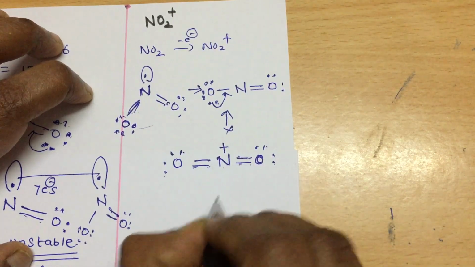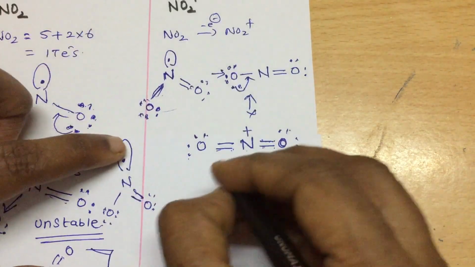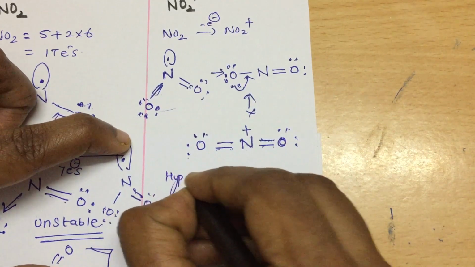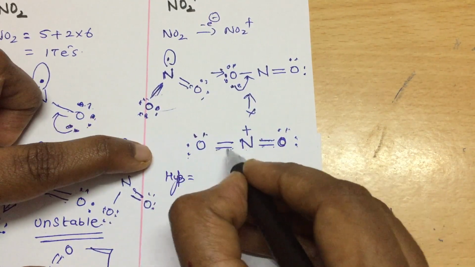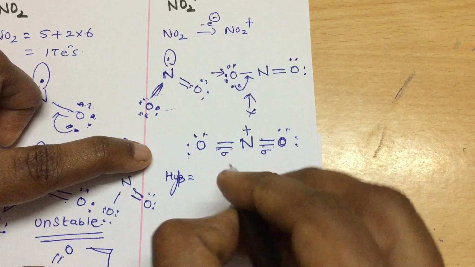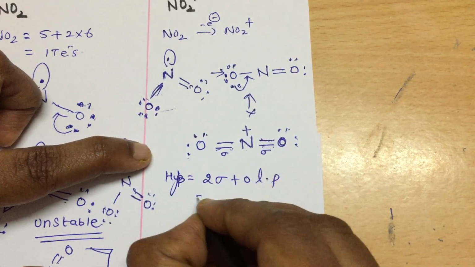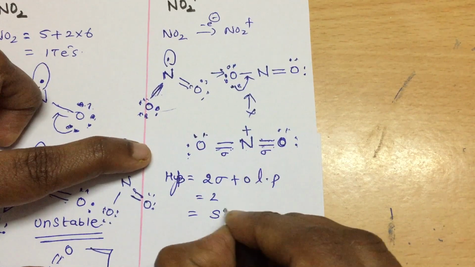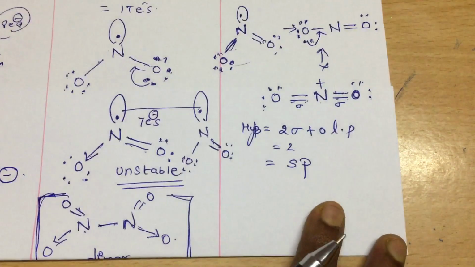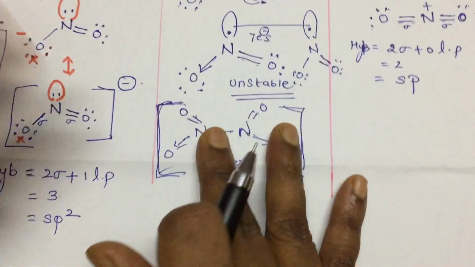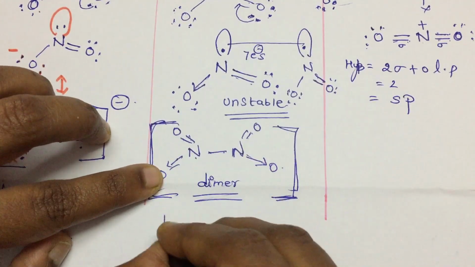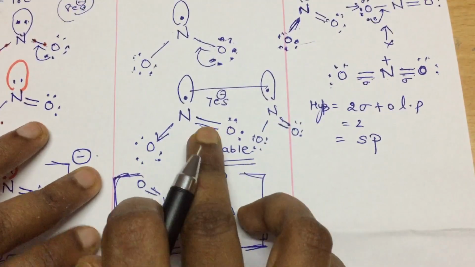The octet is completed. Now check for the hybridization. What is the hybridization here? This is a sigma bond, this is a sigma bond, and there is no lone pair. So only 2 sigma plus 0 lone pair, so it is 2. So it is sp hybridization. And here also we forgot to do the hybridization for this NO2.